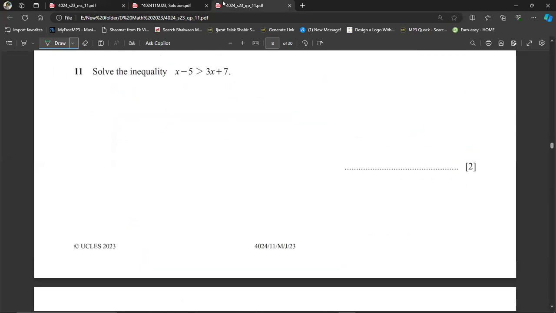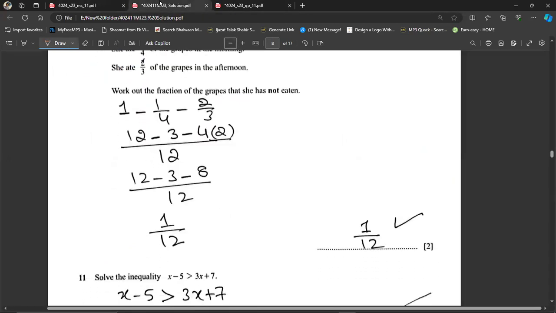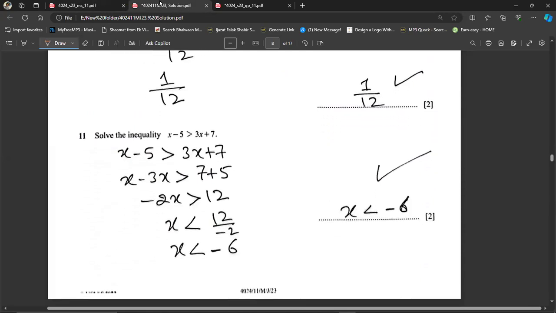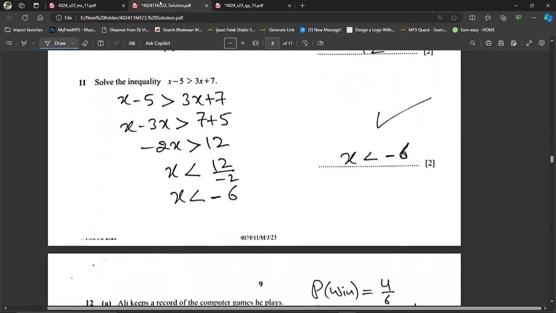Question number 11, he says solve the inequality. So here we have an inequality. Here are 2 terms which have x. So bring the terms which have x on the same side and the numbers, constants I mean, on the other side. So x minus 5 is greater than 3x plus 5. So x minus 3x is greater than 5 plus 5. Minus 2x is greater than 10. Divide both the sides by minus 2.